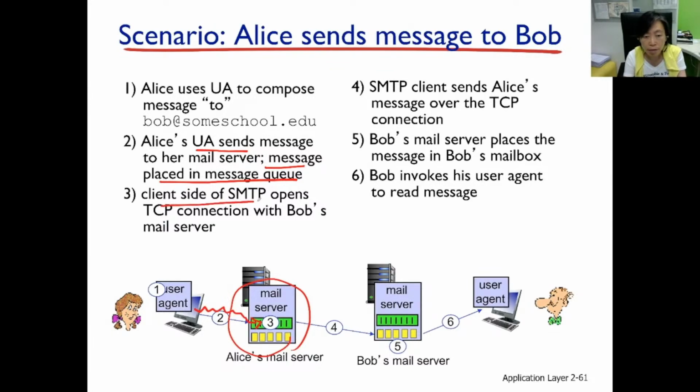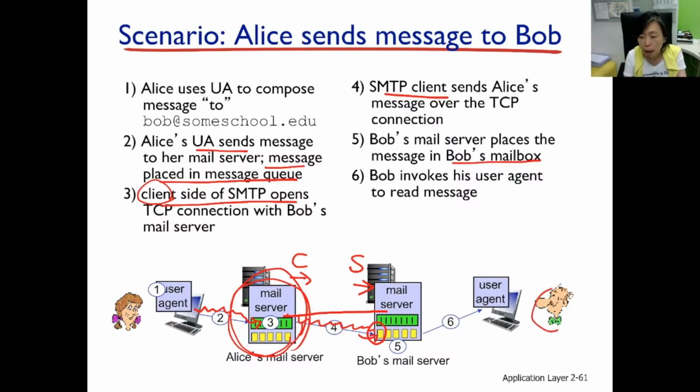And then the client side of the SMTP, which is here, is the one sending, and Bob's mail server will be the one receiving. So this is the client of SMTP, and this is the server of SMTP. The client side of SMTP will open up a TCP connection. Once the server allows the connection, the client can begin sending Alice's email. So that email will travel, and the server here of Bob's will check whether the receiver is Bob, and therefore put the email into Bob's mailbox. So the email goes to Bob's mailbox.